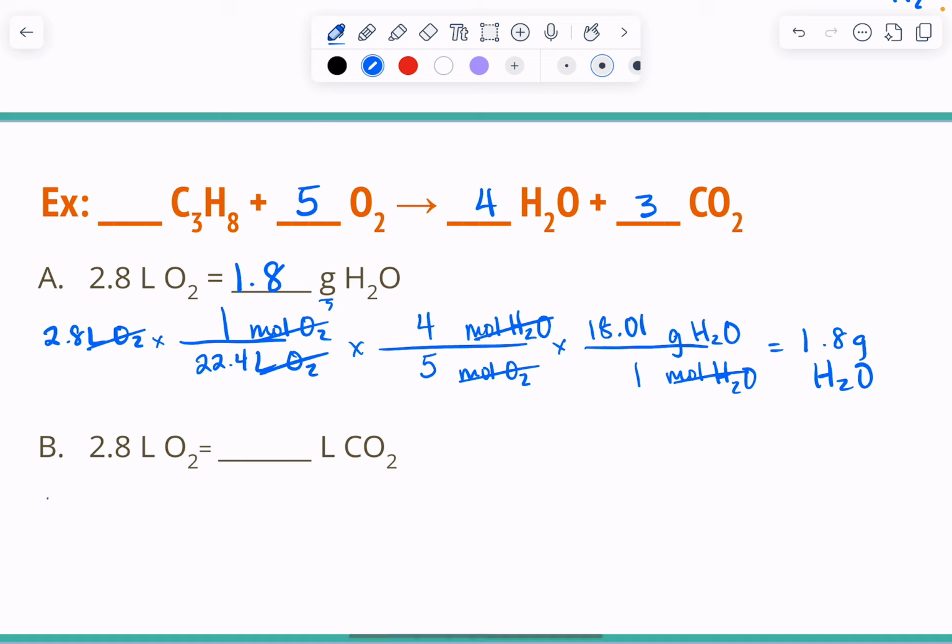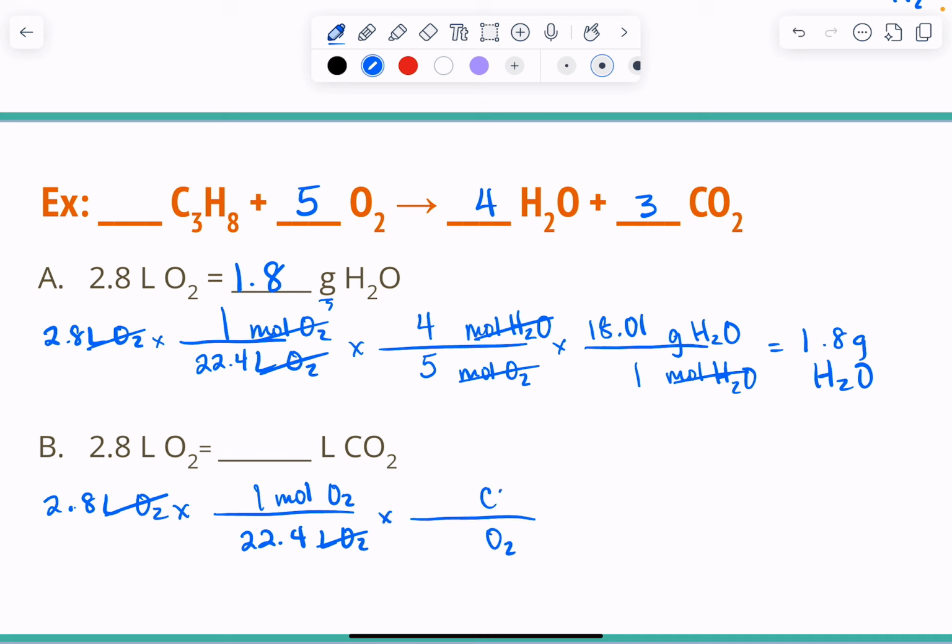So starting with the same thing, 2.8 liters of oxygen, same starting step. We're trying to go from liters into moles. And now we're going to be using our mole ratio to go to a different material. So we have O2 to CO2. This is going to be mole to mole. Looking at your equation, the ratio that you should get for these two is a 3 to 5. Moles are going to cross out.